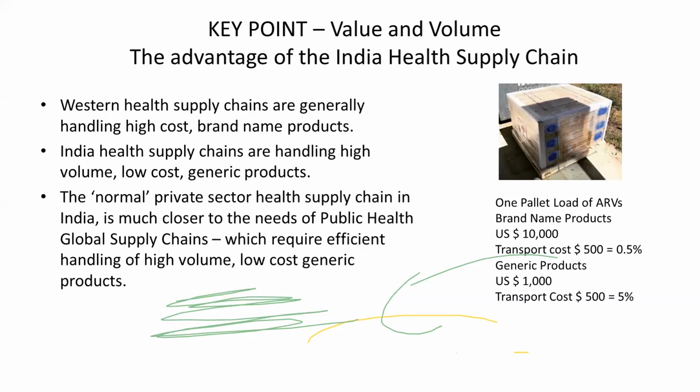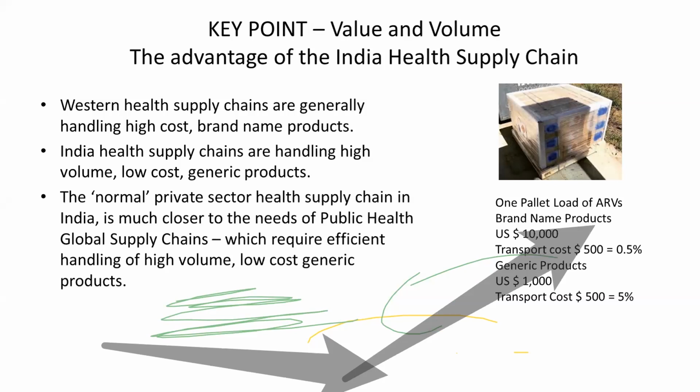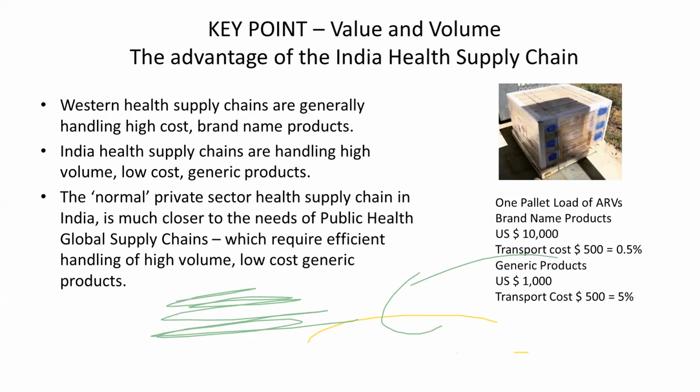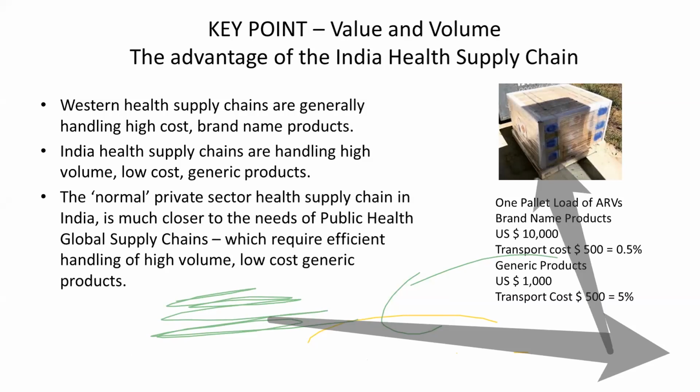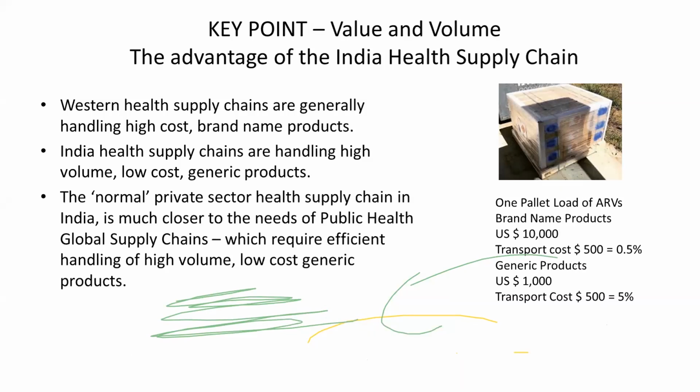If I've got generic products, that same pack of antiretroviral medicines, now full of generic products, is only $1,000. If my transport cost, and transport cost depends on volume and weight, so it's going to be exactly the same, is $500, that's now 5% of my medicine cost. That's not huge, but it is enough to make me want to look at the supply chain costs.